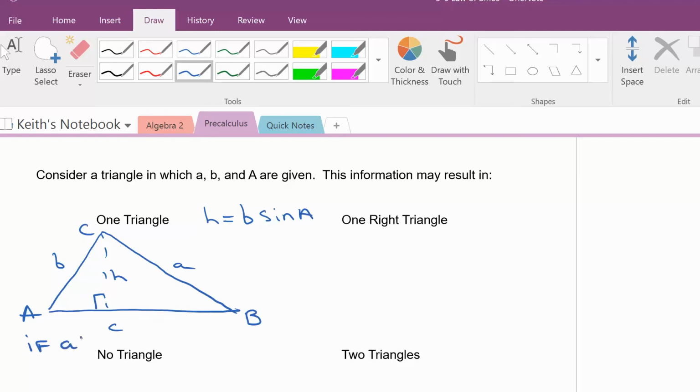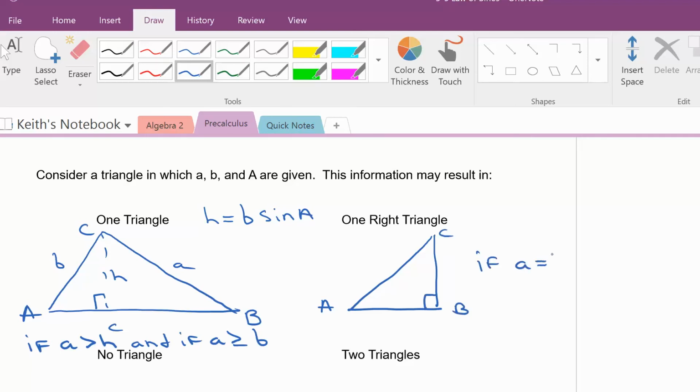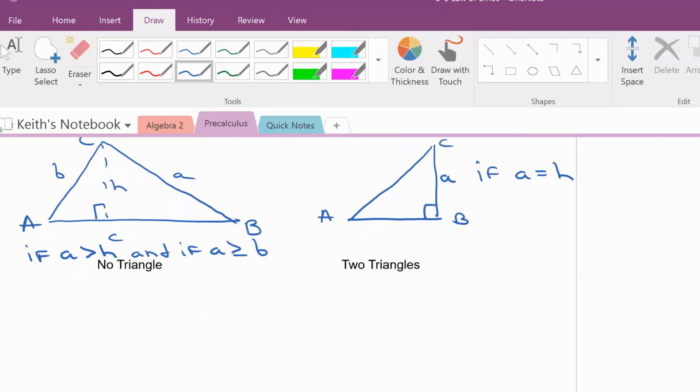So there's one triangle if side A is greater than the height. If side A is longer than the height, then there's guaranteed to be one triangle. And if side A is greater than or equal to side B, so if A is greater than the height and A is greater than or equal to B, then there's at least one triangle. It's a right triangle like this if side A is equal to the height. If this is A, it's the height, then it's a right triangle.